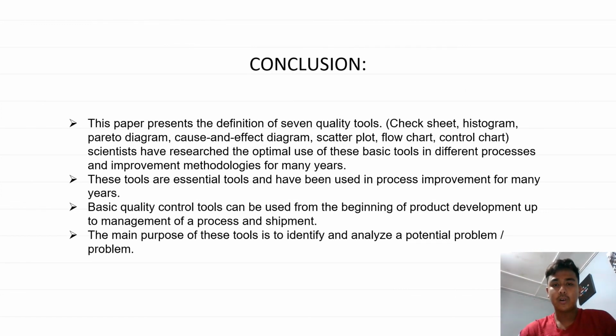Lastly, conclusion. This paper presents the definition of 7 quality tools: check sheet, histogram, Pareto diagram, cause and effect diagram, scatter plot, flowchart, control chart. Scientists have researched the optimal use of these basic tools in different process and improvement methodologies for many years. These tools are essential tools and have been used in process improvement for many years. Basic quality control tools can be used from the beginning of product development up to management of a process and shipment.